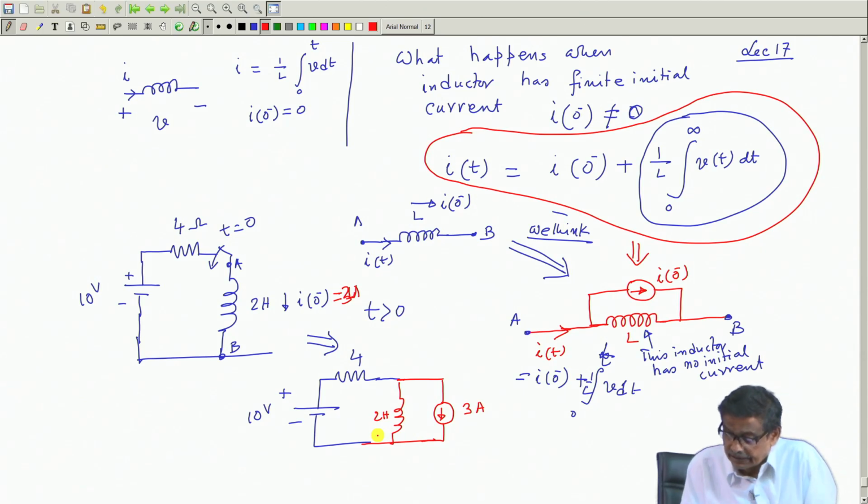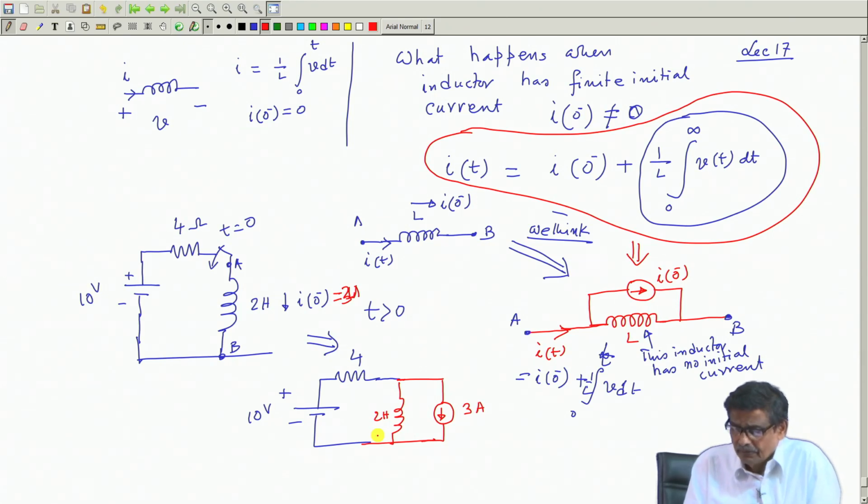So, in this circuit there are two sources, one is a voltage source, the other a current source, and both these elements are linear, this 2 Henry and 4 ohm. Therefore, I will consider one source at a time and find out the currents in the circuit. Got the point?